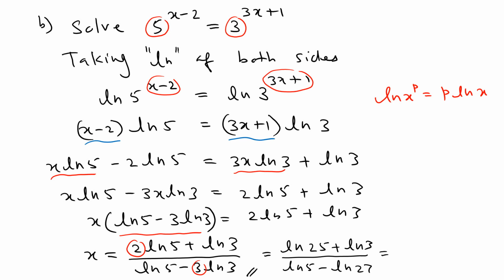Now you can combine the top again. This is a sum, so that means the multiplication is going to be 75 because you multiply the two numbers, divided by this can be a division, so it's going to be ln (75 over 27). You can write it like that, and that's the end. So you can write it in a simpler form like that, but that's not a must, you can do that if you want. Okay, so that's about that.